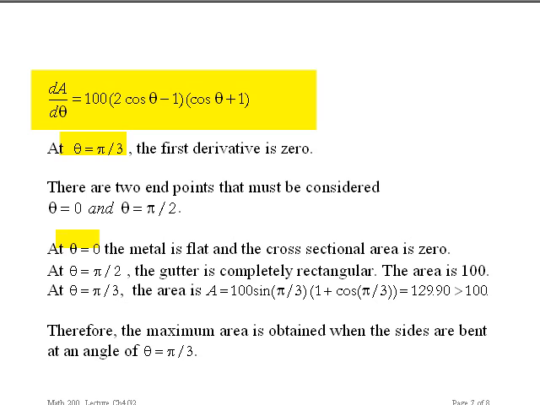where it's the maximum. If theta is 0, the metal is flat, and the cross-sectional area is 0, and the rain will just run off wherever, just run off the roof. It won't have any meaning to it at all. It won't be a gutter at all.